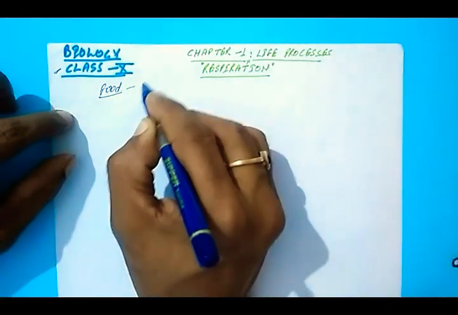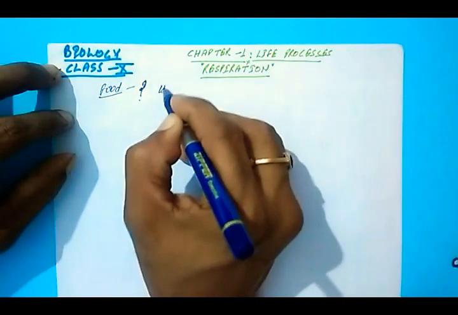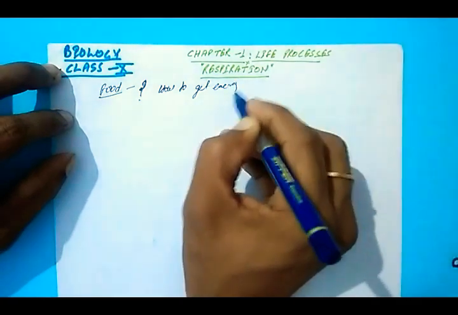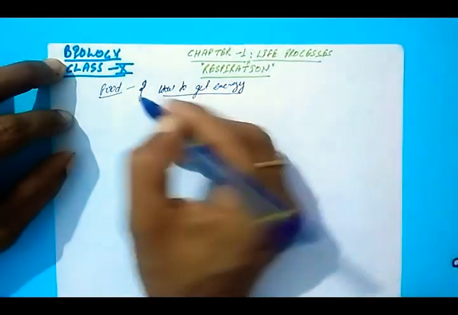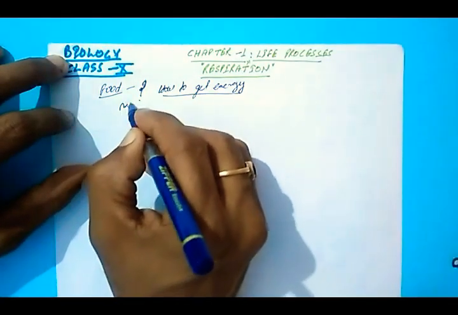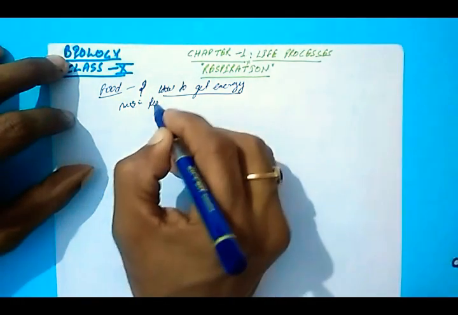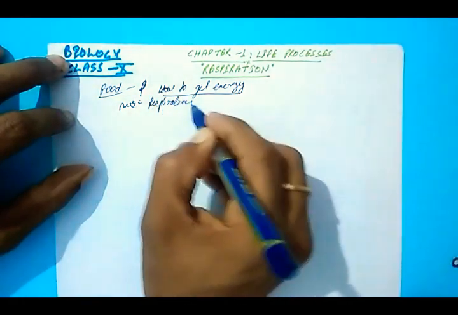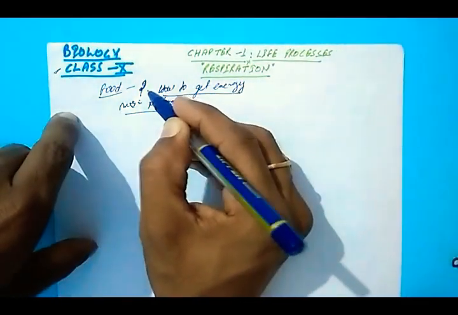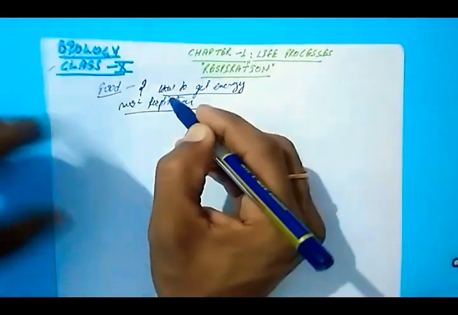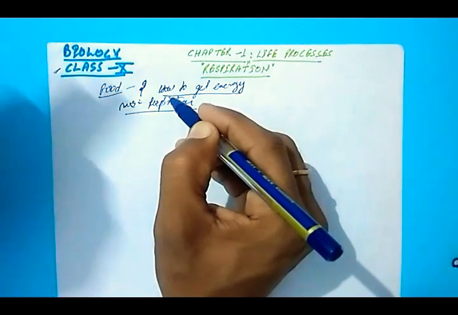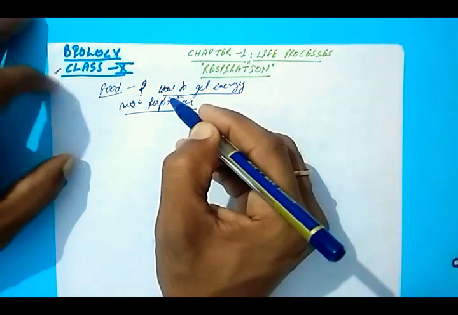Now the question is, how do we get energy from food? So the answer is respiration. Respiration is the process of getting energy from the food material. It can be processed with the help of oxygen, or without the help of oxygen.